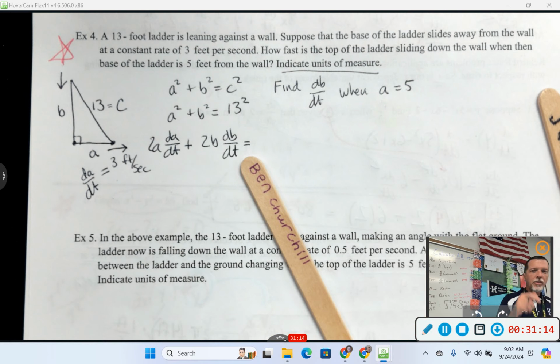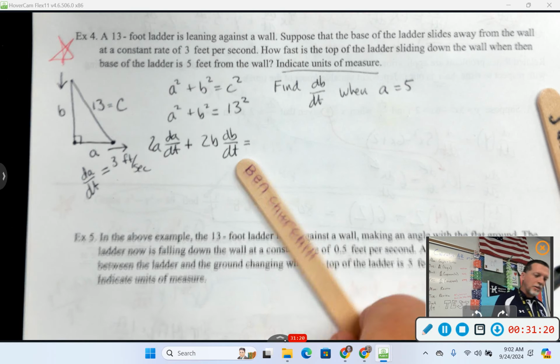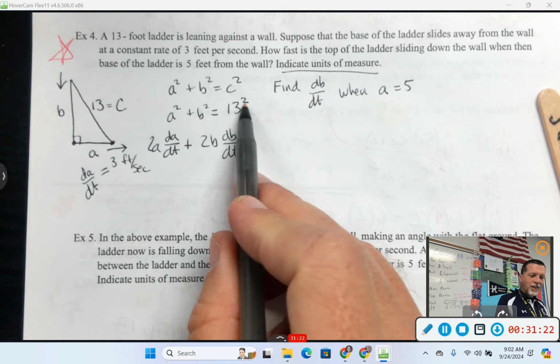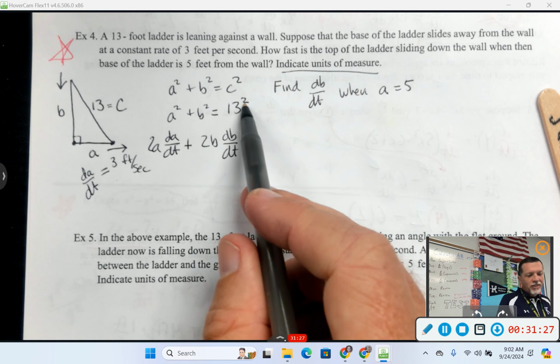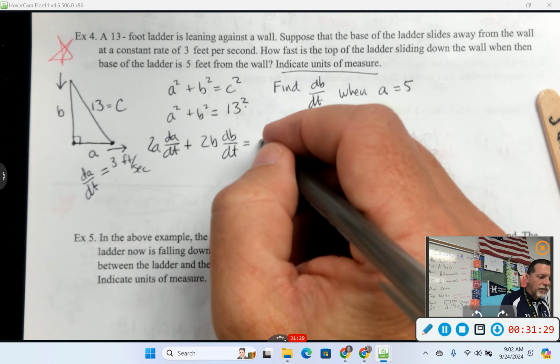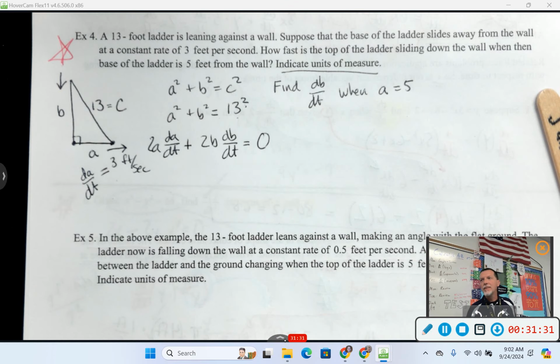And Ben, how about the derivative of 13 squared with respect to time? 0. Good. I tried to trick Ben, but he would not be tricked. I wanted him to say 2 times 13, but that's not right. Well, you could say 2 times 13 times the derivative of 13, which is 0. He was not fooled.